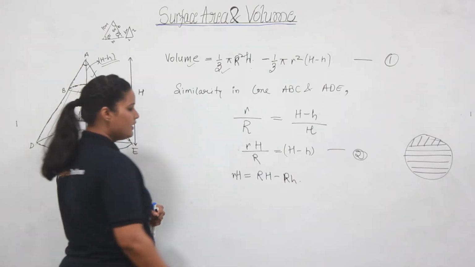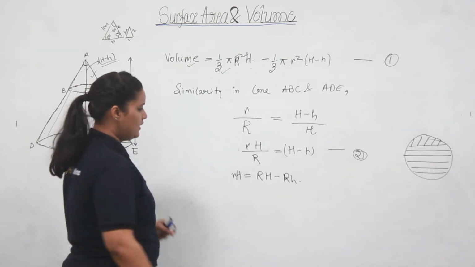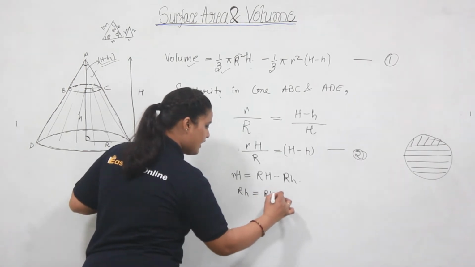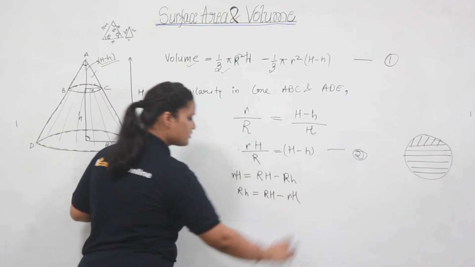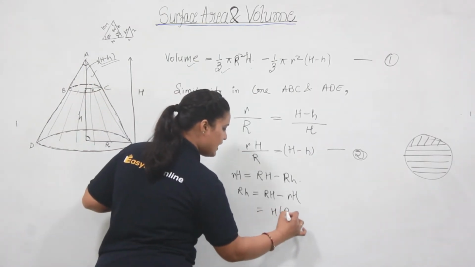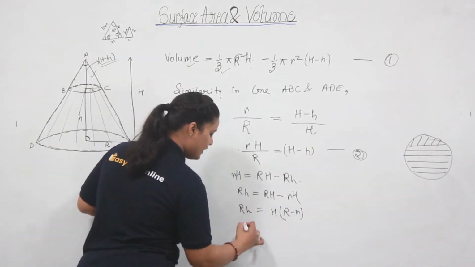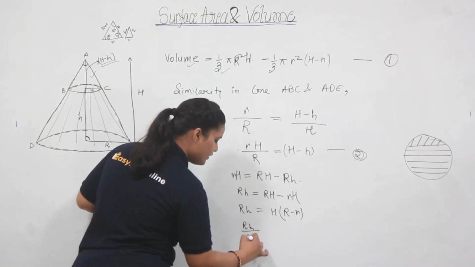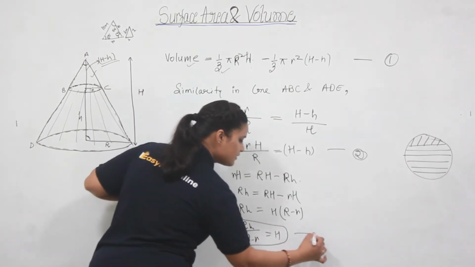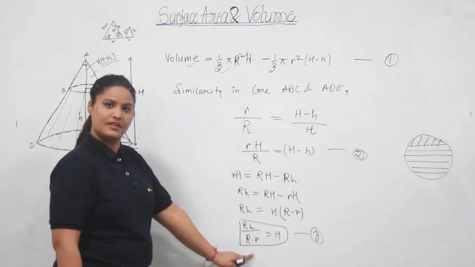Okay, here I have to find out the value of this capital H. So I will take it to one side. It will be RH is equal to RH minus RH. You can easily understand, I can take H common, and R minus r, and it will be R small h. So it will be R small h upon R minus r is equal to H. Clear? So from here I am able to find out the value of capital H.